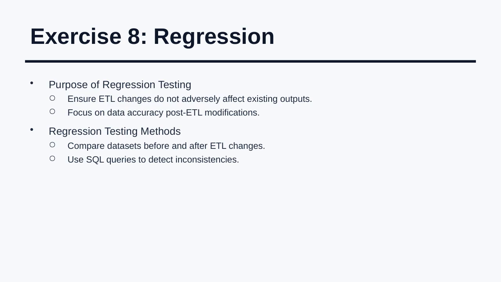Think of it like making sure that after updating a recipe, the cake still tastes the same. Any deviation could mean something went wrong. This kind of testing helps us maintain trust in our data warehouse by catching errors early, ensuring the reliability of reports and analytics that depend on the ETL pipeline. Next, we'll explore how to handle incremental loads and slowly changing dimensions, which build on these concepts to manage evolving data over time.